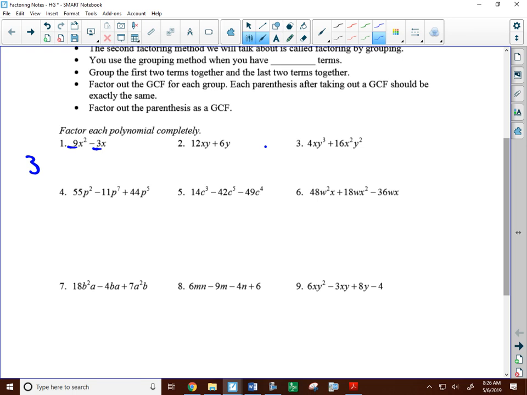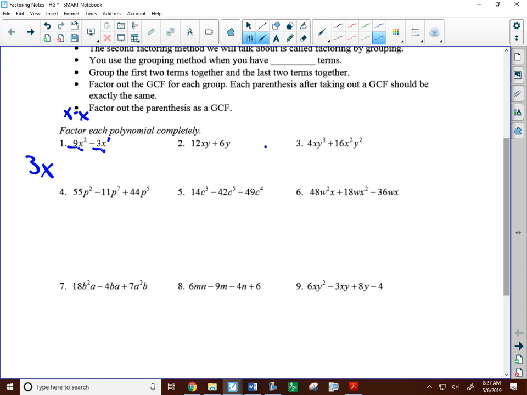And then for the variables, I have an x squared and x related to the first power. So I take the smallest one. I can only pull out an x. This one has x times x. This one only has 1x. So I pull out an x.